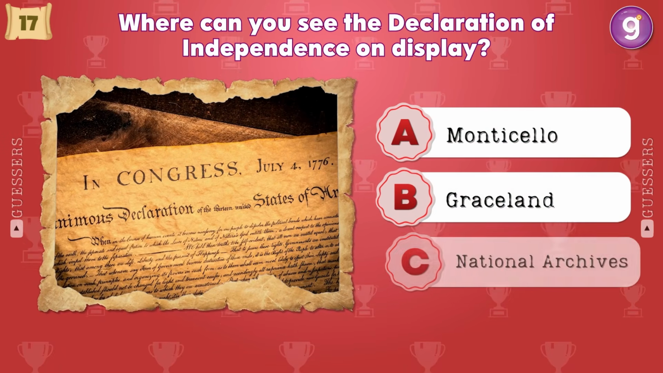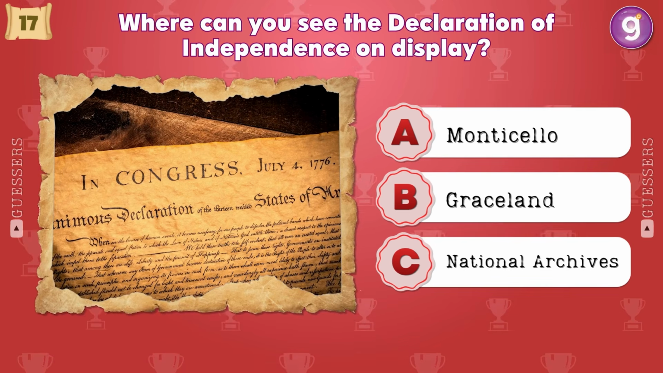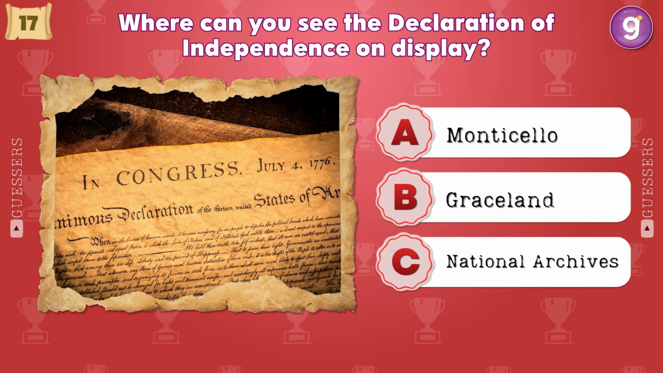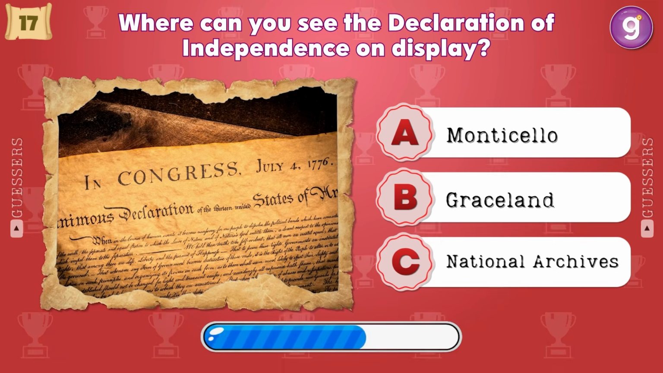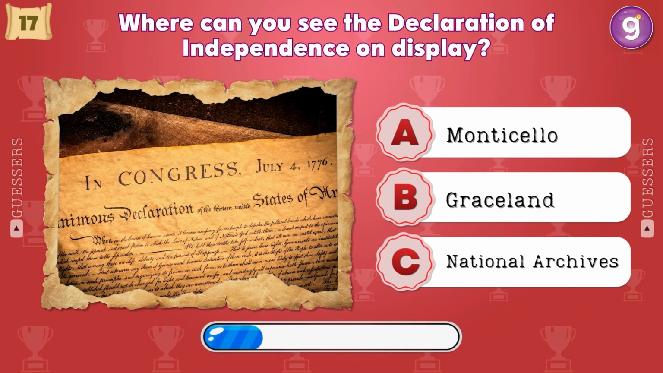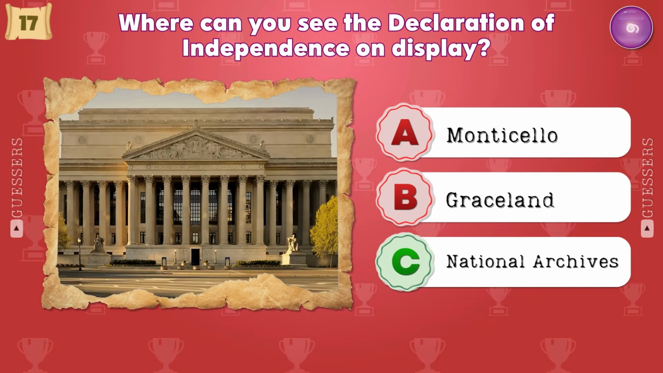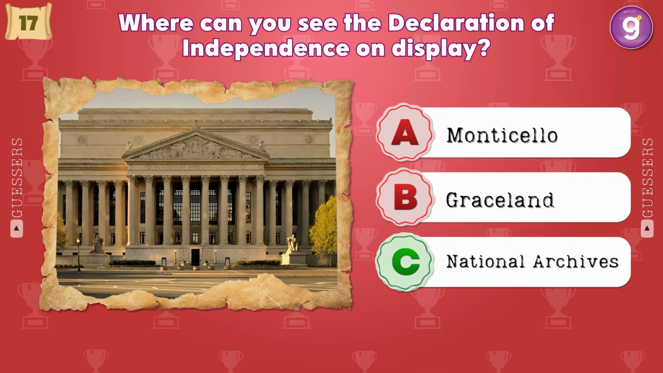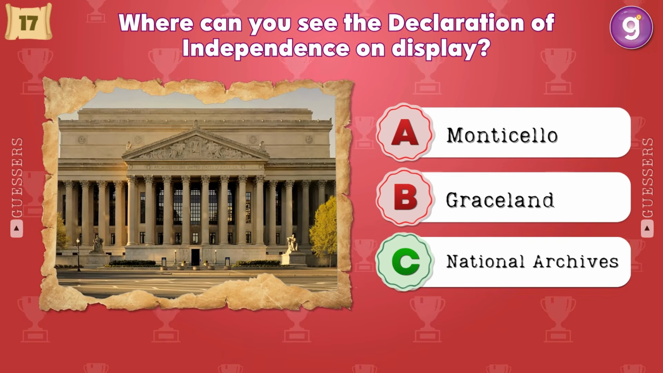Where can you see the Declaration of Independence on display? Monticello, Graceland, or National Archives? The National Archives Museum preserves and displays the original Declaration of Independence.